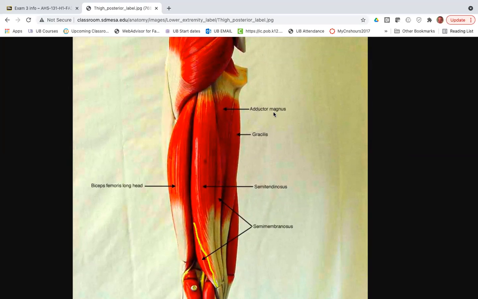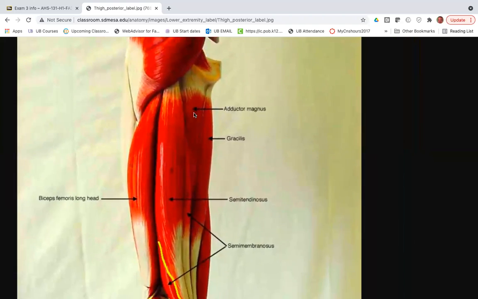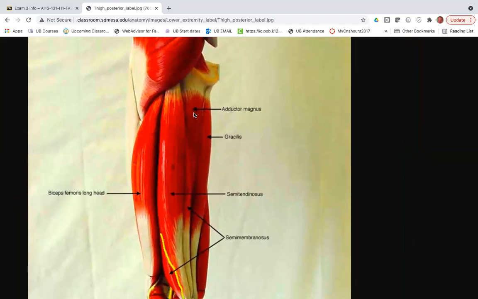Here's the adductor magnus. It's a large hip adductor. It's pretty thick. It's not slender like the adductor longus. Magnus is pretty broad.